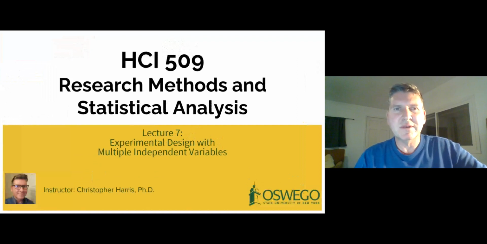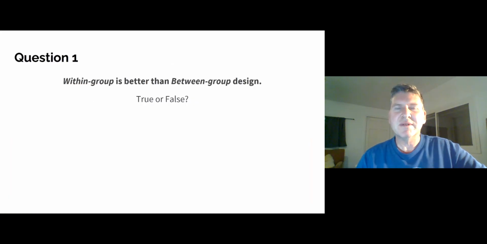Hello and welcome to another lecture on HCI 509, Research Methods and Statistical Analysis. In this lecture, Lecture 7, we'll talk about experimental design with multiple independent variables. Let's start with a couple of questions.